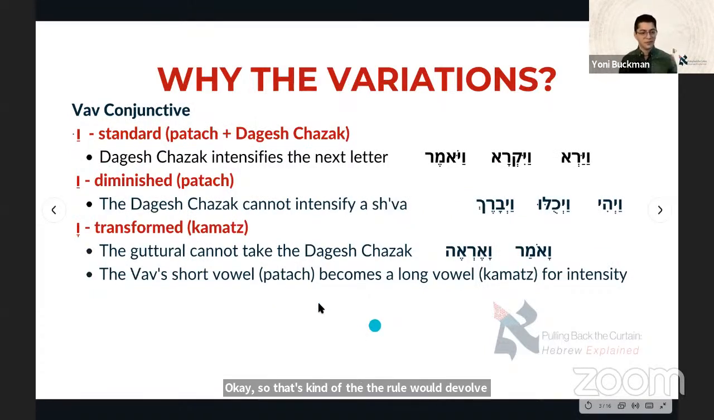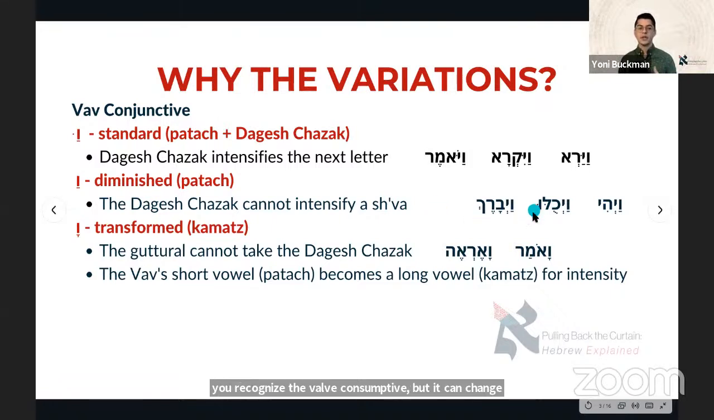And now, of course, when I did these slides, I got this wrong. So now we're talking about the Vav consecutive. The Vav consecutive also transforms. Again, the standard is that patach, that horizontal bar, that a vowel, which is a short vowel. So you have the Vav with that patach under it, followed by a dagesh chazak in the next letter. So vayar, vayikra, vayomer, those types of words, that's how you recognize the Vav consecutive. But it can change a little.